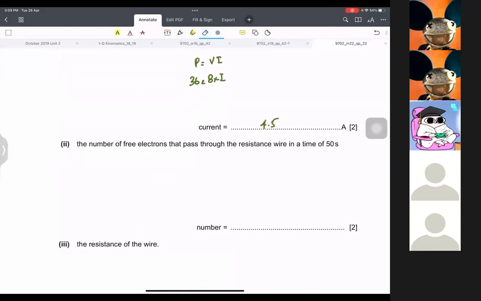The number of free electrons that pass through the resistance wire. You have the current. Q is equal to IT.